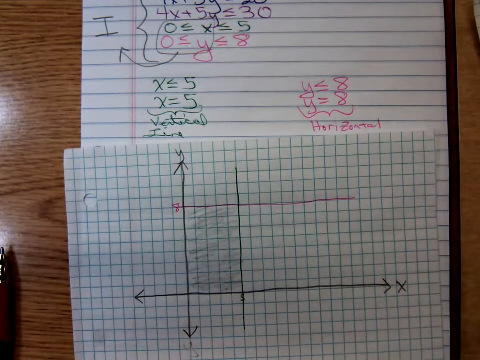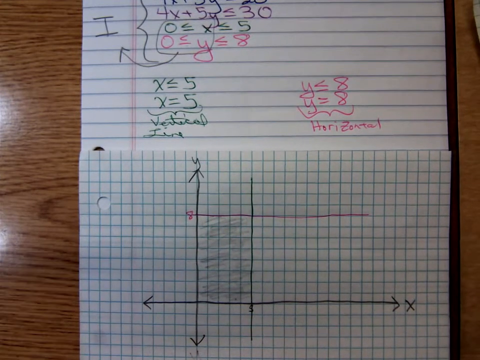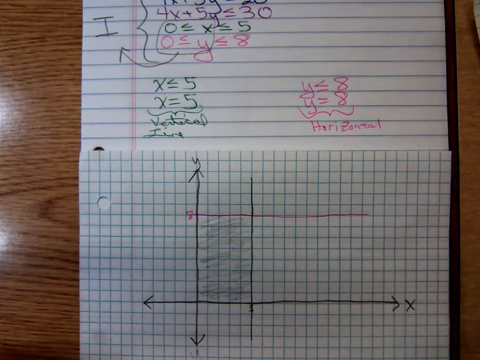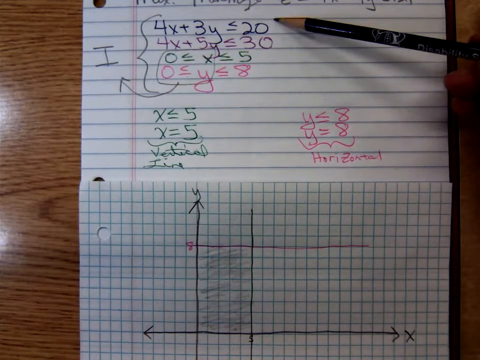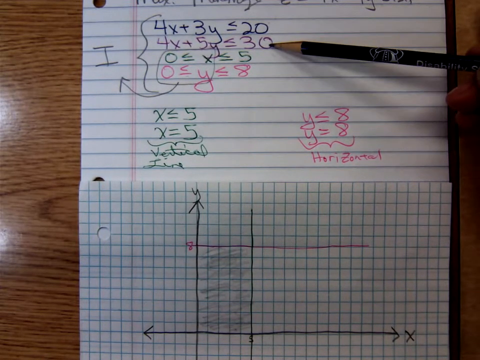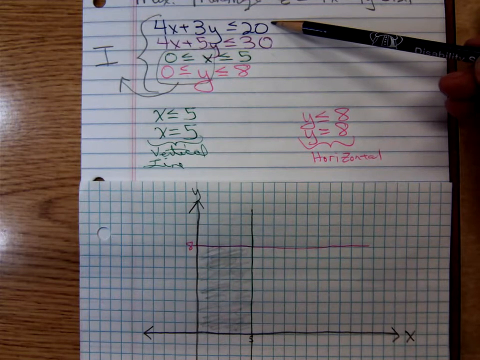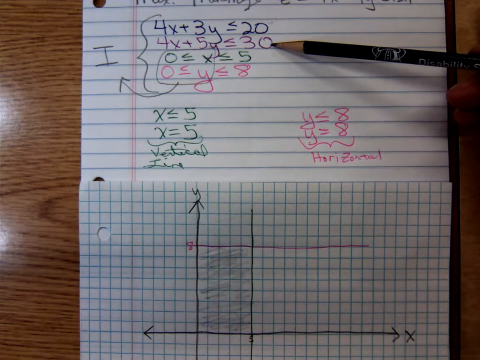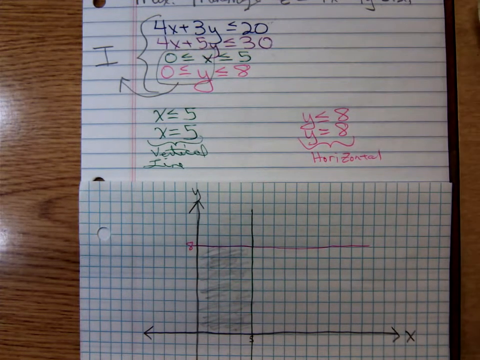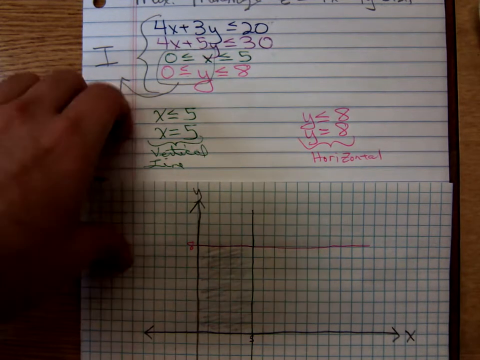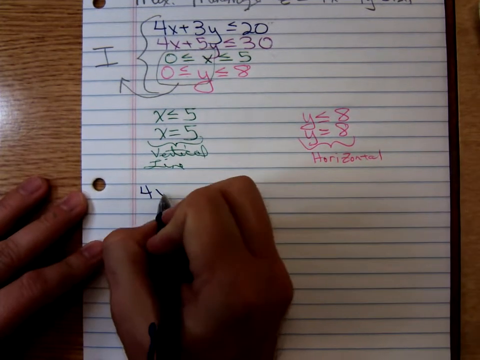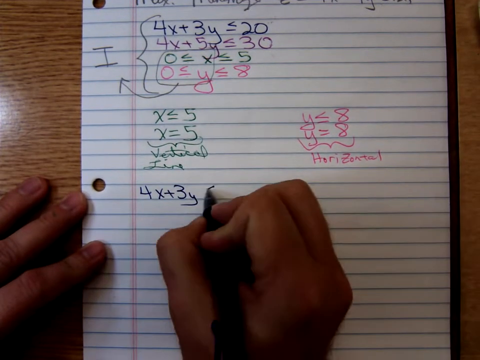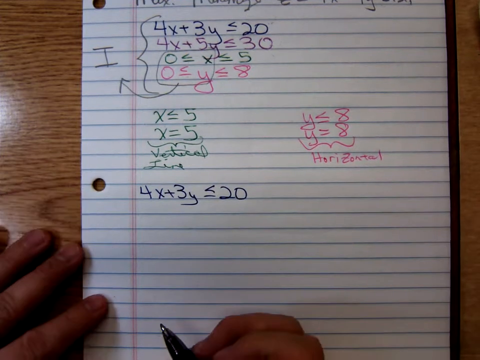But we're not through drawing the feasible region yet. We still have two other inequalities that I delayed graphing, the blue one and the purple one: 4x plus 3y is less than or equal to 20, and 4x plus 5y is less than or equal to 30. Let's do 4x plus 3y is less than or equal to 20.